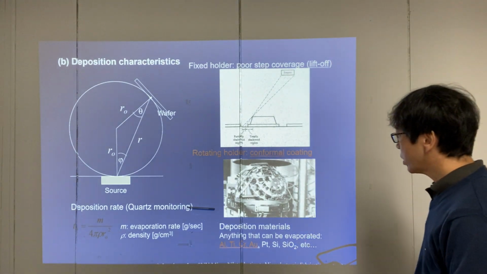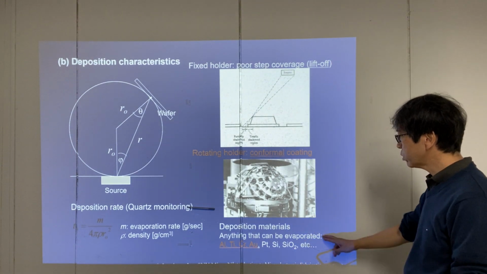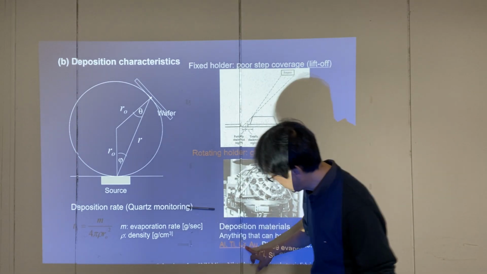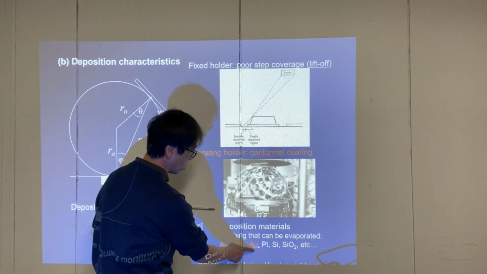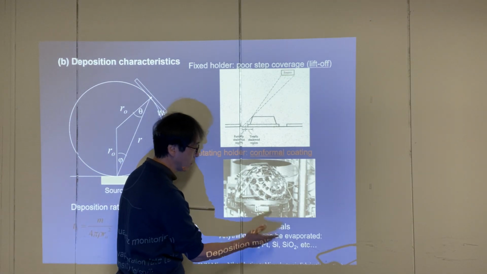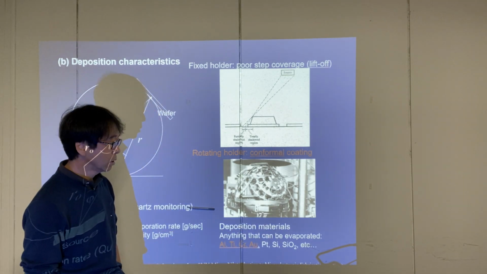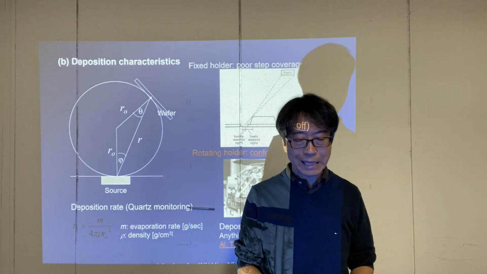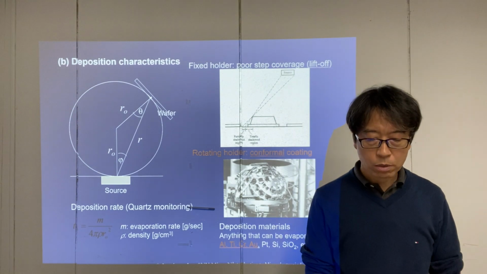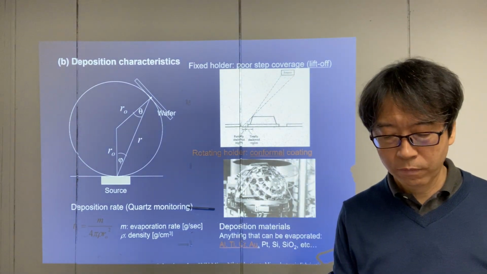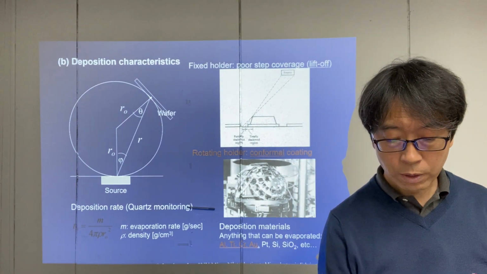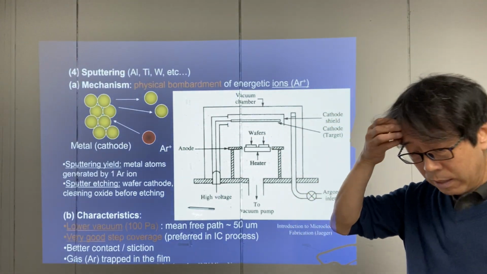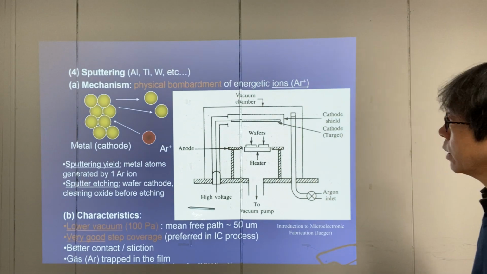The materials you can deposit could be almost anything: aluminum, titanium, copper, chromium, gold, platinum, silicon, whatever you can melt, even silicon dioxide. Even though the characteristic is not really good, you can deposit all kinds of material that you can melt with this vacuum technique. But compared to this, people can also use something called sputtering.